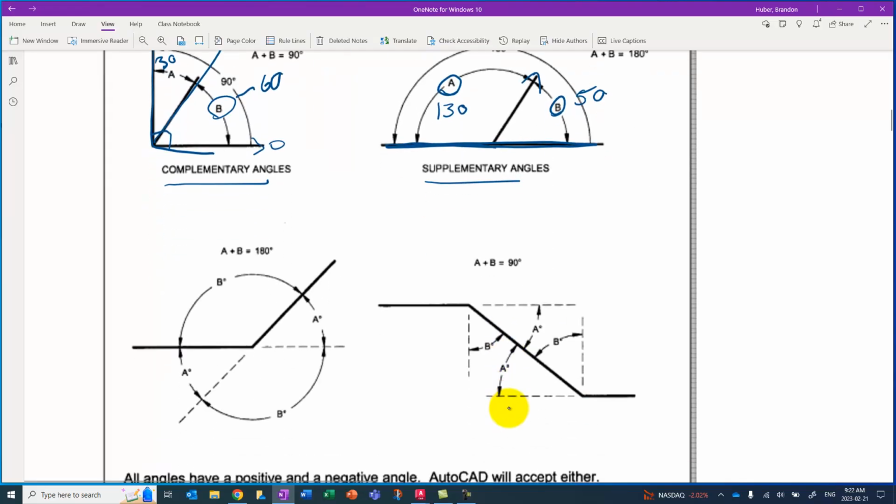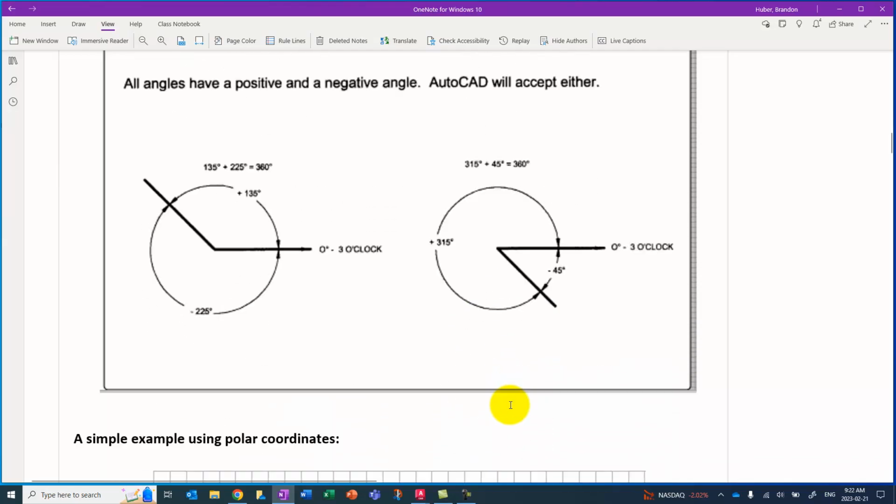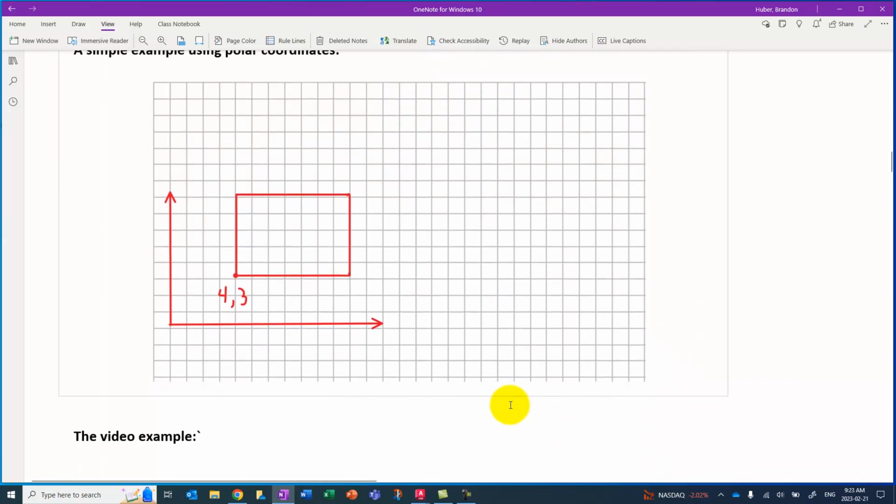There's a couple other examples here that I'm not going to go over. They get a little bit advanced, and let's face it, this isn't a math class. But if you need those, you can definitely take a look.